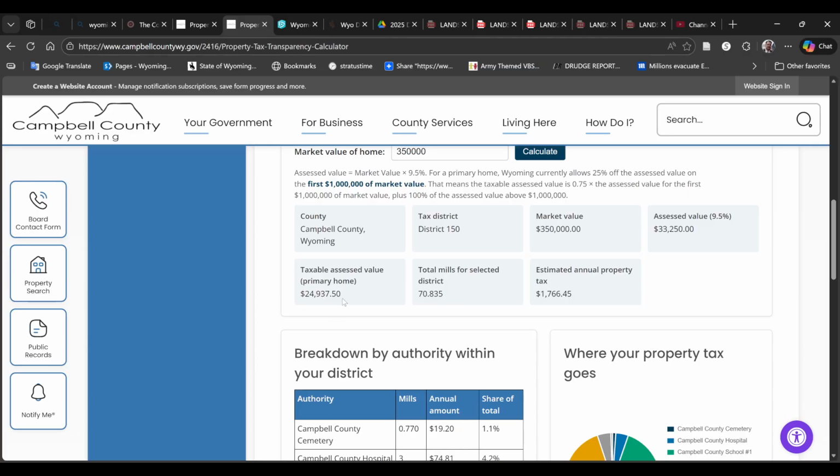get here. 70 mills is kind of like saying that you're going to take this assessed valuation of $24,900 and you're going to times it by, say, 7%. 1 mill is 1,000th of a dollar. So if we were to, again, put this into a figure, it would be 7.0835%. That's essentially what that is. And you can see the estimated tax on this property, the annual tax is $1,766.45.